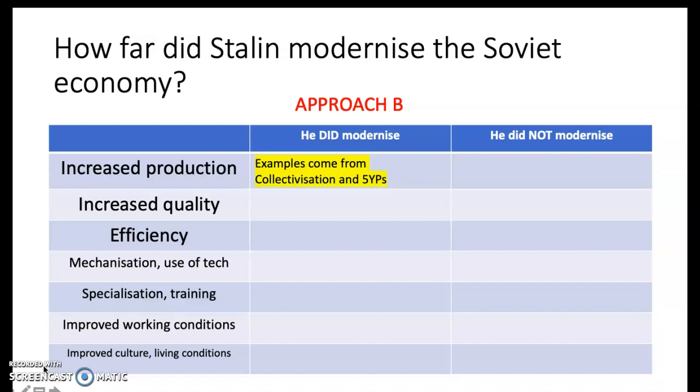In fact, if you look at agriculture, there's decreased production and arguably decreased efficiency because there's so much death and famine going on as well. So approach B led to more sophisticated answers, more nuanced discussions of the concept of modernization, and more thoughtful conclusions were possible with approach B.